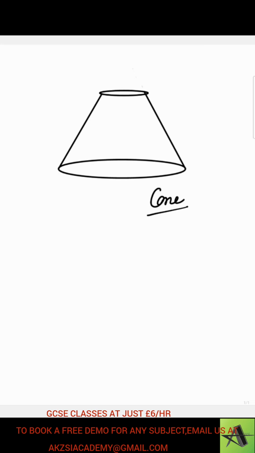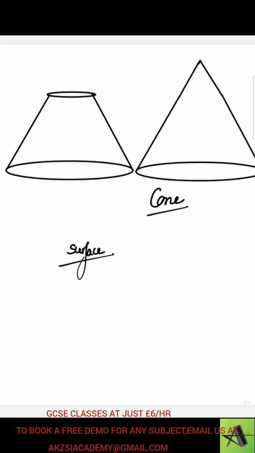If we have to calculate the surface area, because the frustum of a cone is derived from a cone, we should know the formula to calculate the total surface area of a cone. So I'm drawing a cone by its side so that we can compare them easily. The right side is a cone and the left side is a frustum.